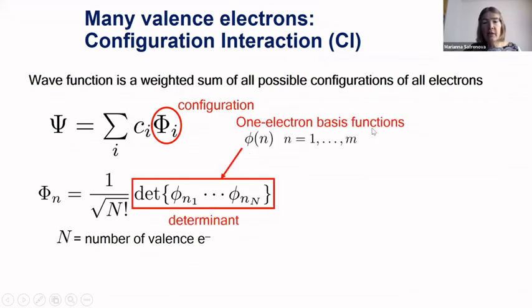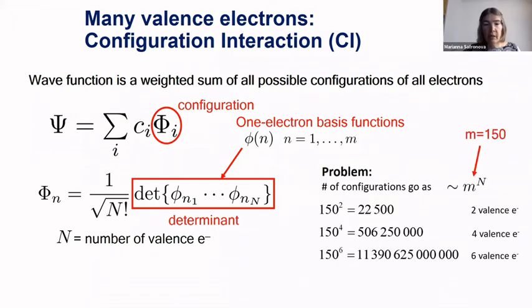And generally, with the basis set functions, you can have anywhere from, say, 50 to 500 basis set functions, depending on what you want to do. It sounds great. The problem is that the scaling is exponential. So if you have, say, 150, which is kind of an intermediate number, this scales as the number of your basis set functions to the power of the number of your valence electrons. And clearly it becomes unmanageable very quickly.